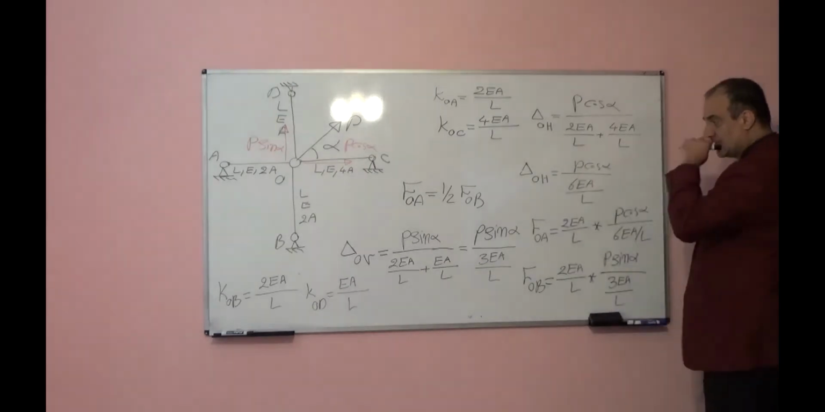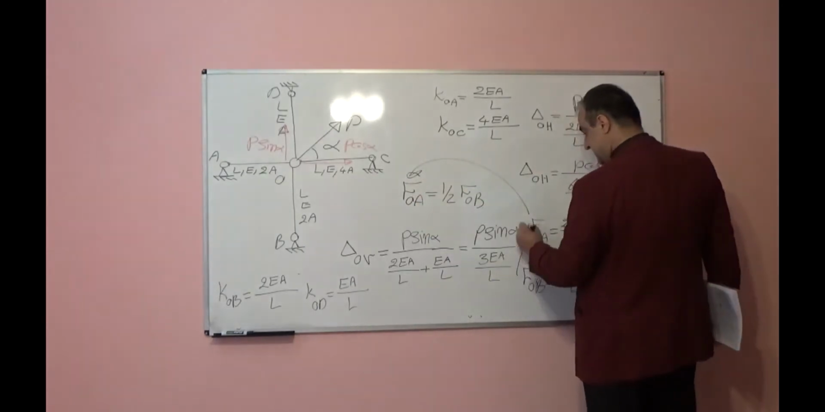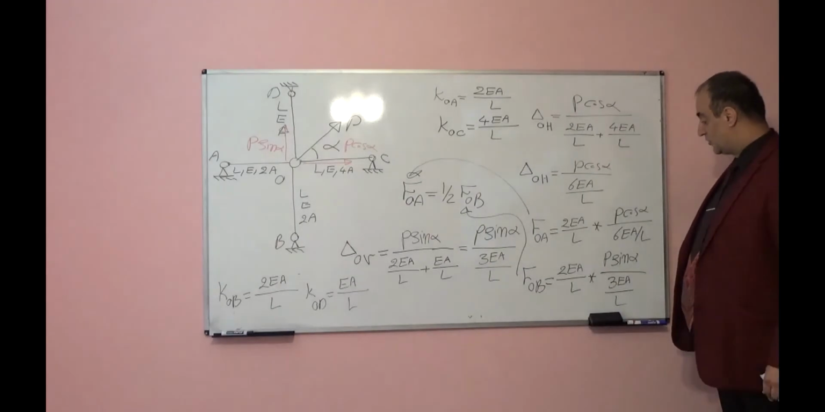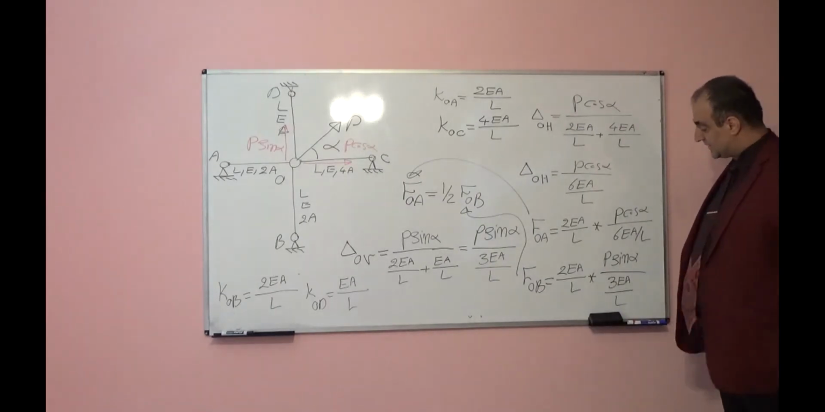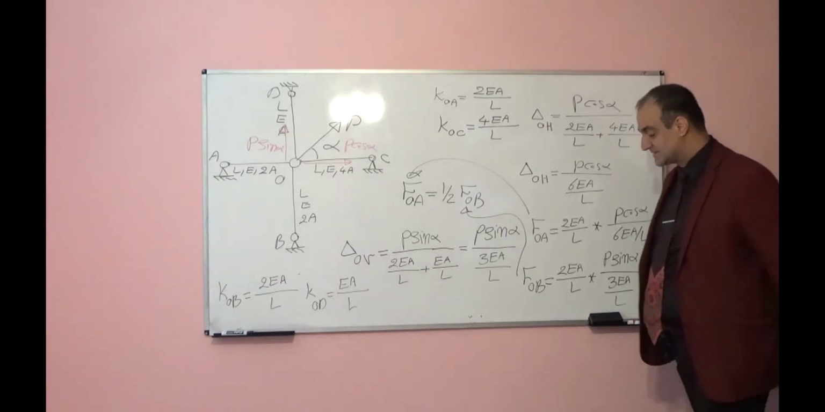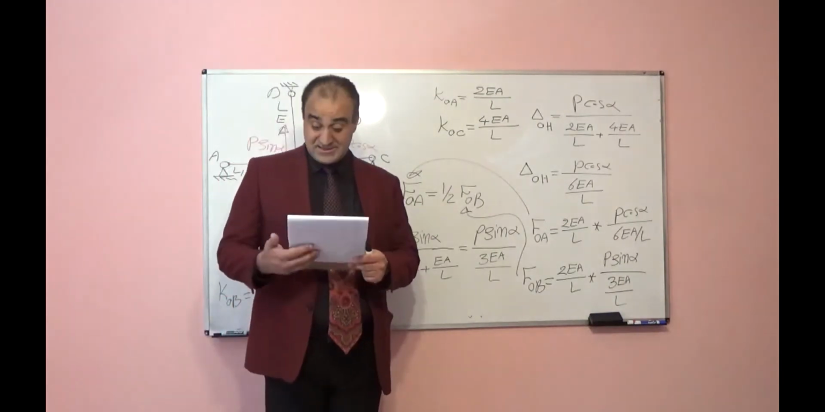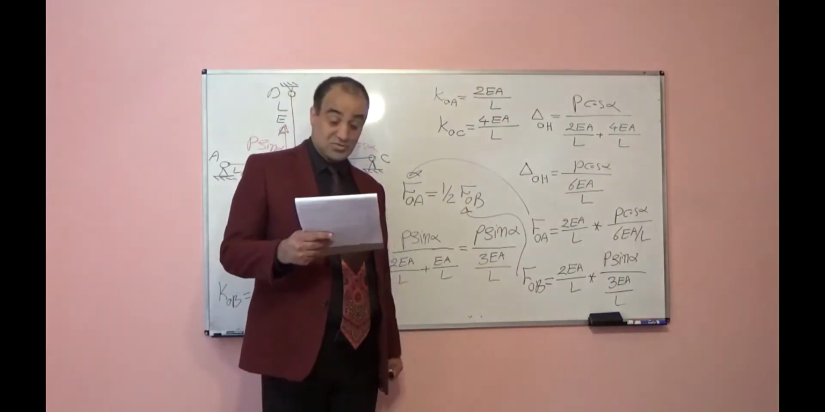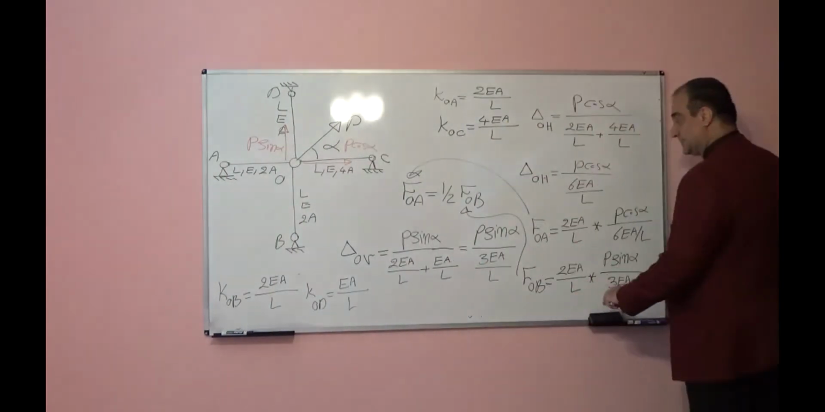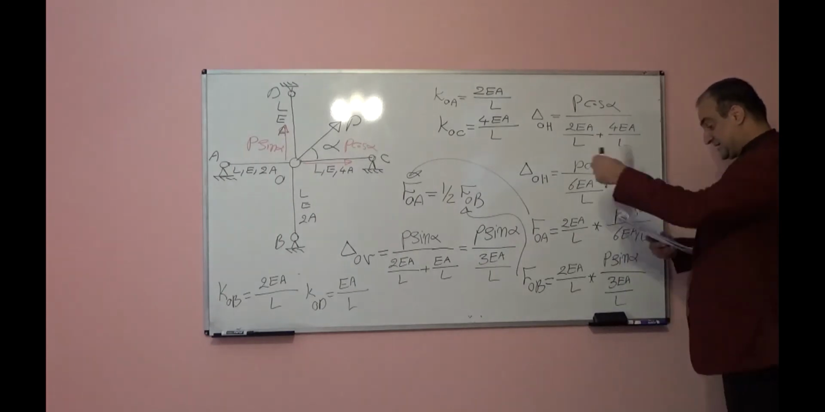Now I should put these here. OA is equal to 1 over 2 OB. If you plug that in, EA from both sides will cancel, L will cancel, and P will cancel, and you will have one equation in terms of sine and cosine alpha, and you can find that alpha angle. Okay, let's look at the next problem.